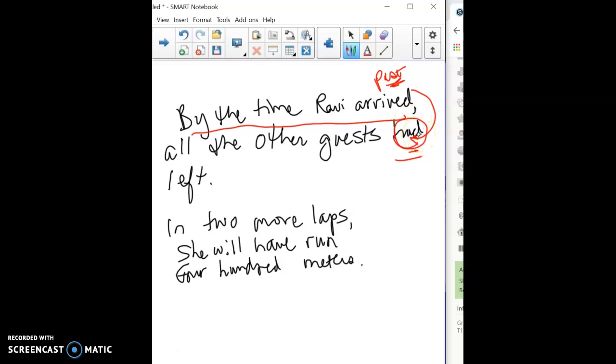And then lastly, here we have in 2 more laps, she will have run 400 meters. So because it's going to happen in the future, we need to indicate that with our future perfect verb, will, and then have run. Hopefully this explains enough for you to do amazingly on your exercises this week.